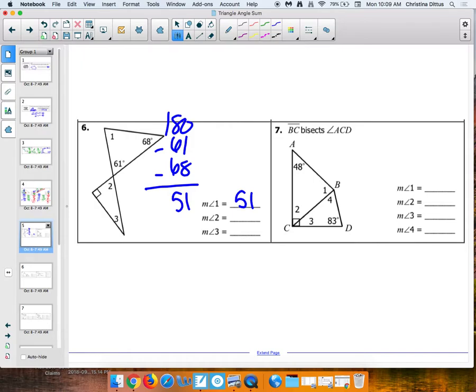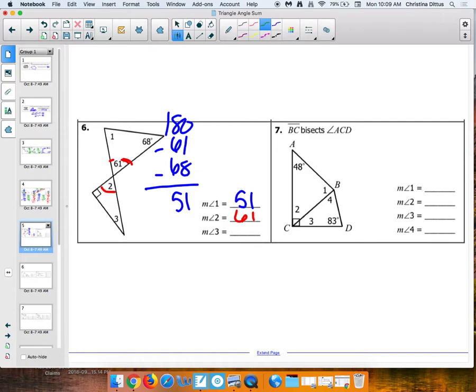Angle 2 is even easier to find. It's 61. How'd you get that? It's vertical angles. These have to be the same. Vertical angles are the same. So angle 2 has to be 61.